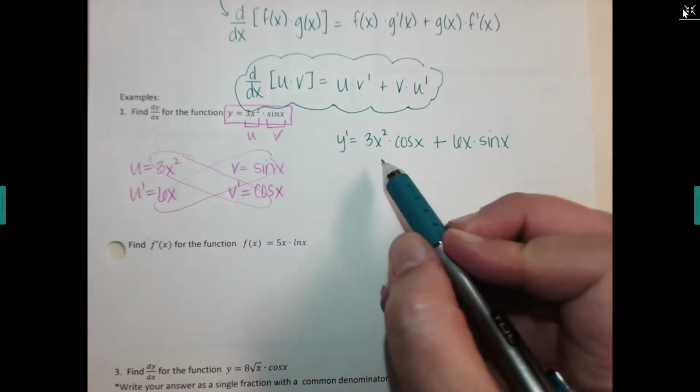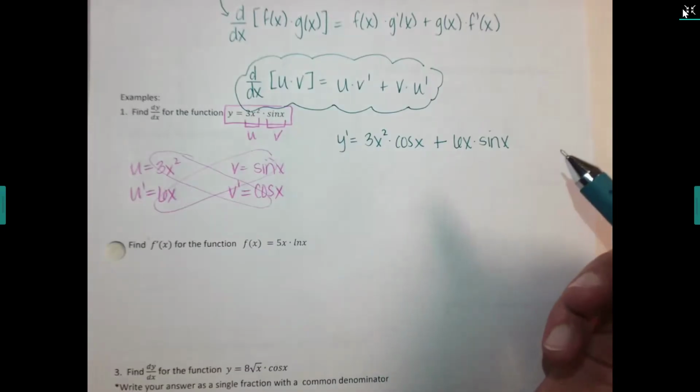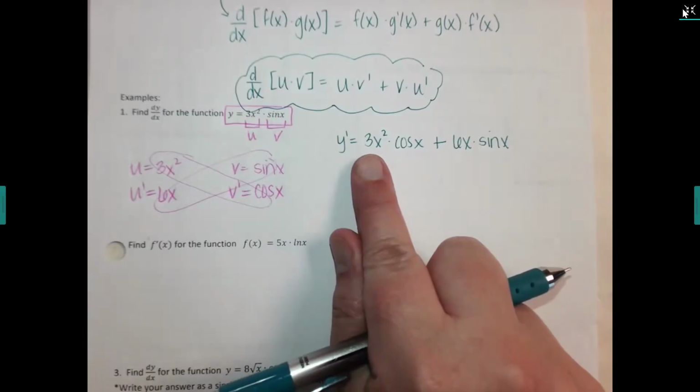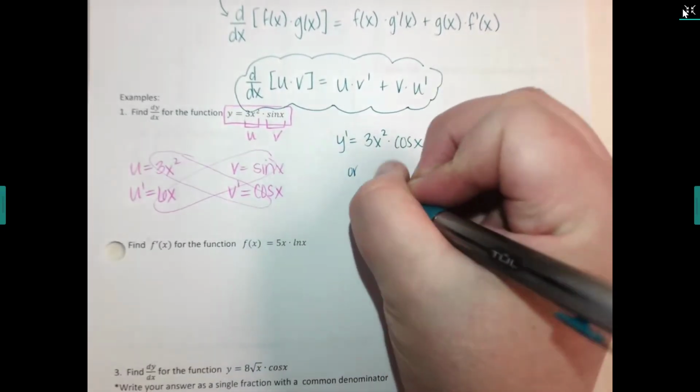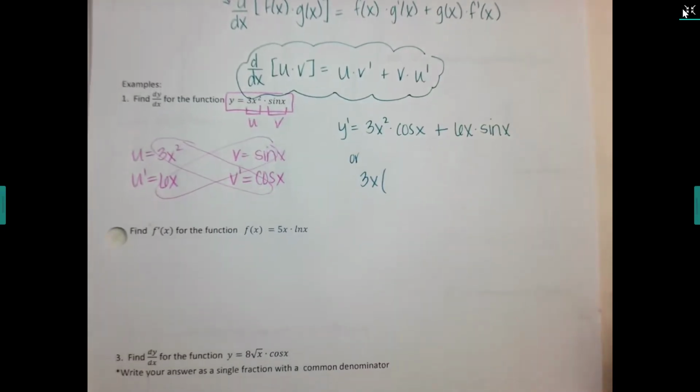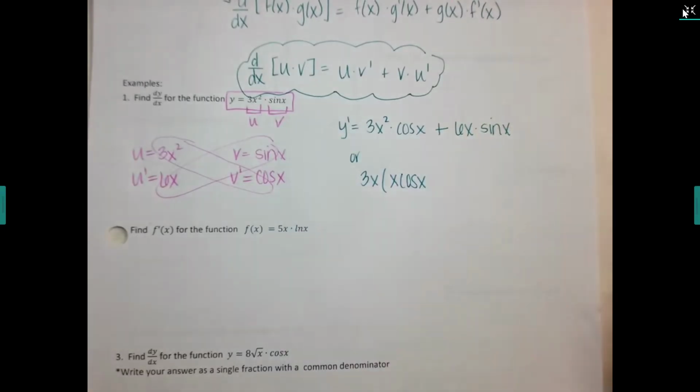Okay? So for your homework, this is perfectly good enough. But for the AP test, if there's a GCF, typically they'll pull it out. So a 3 and what else? An x. So I'm going to pull the 3x out. That would leave me with x cosine x plus what?